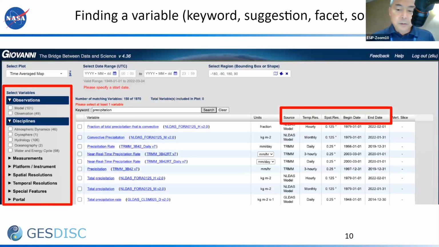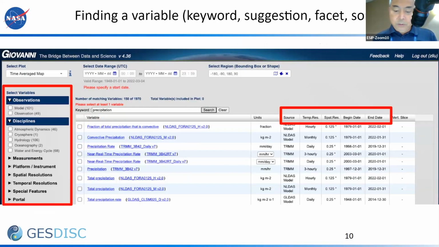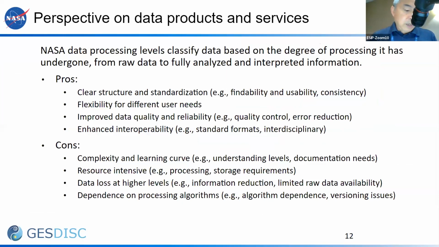So with over 2,000 variables in Giovanni, finding a variable can be a challenge. There are several features such as keyword suggestions, facets, and sorting to facilitate variable search in Giovanni. These are some examples from Giovanni. As you can see, it's very easy to generate visualizations from Giovanni.